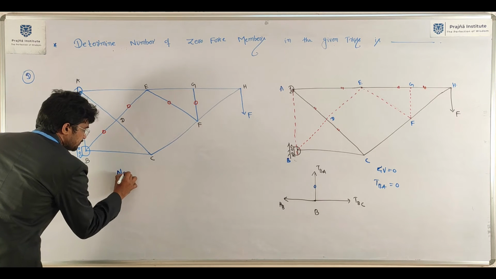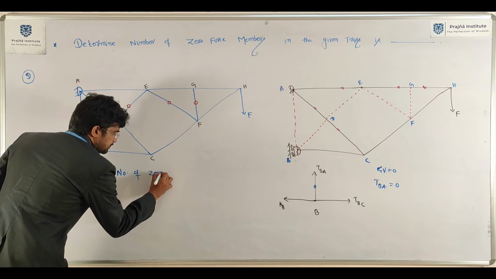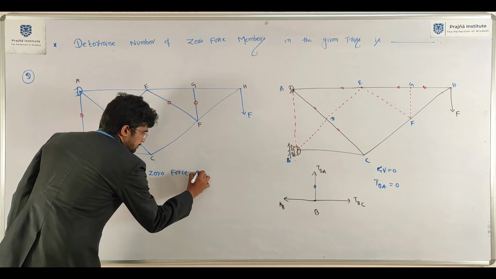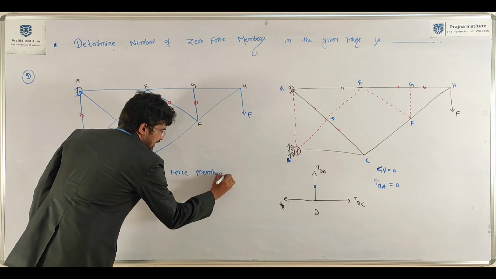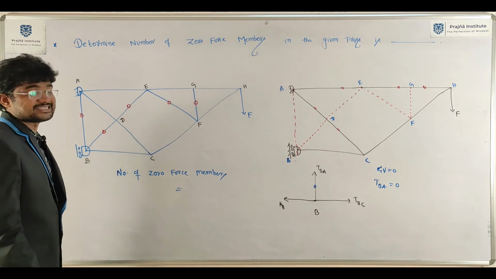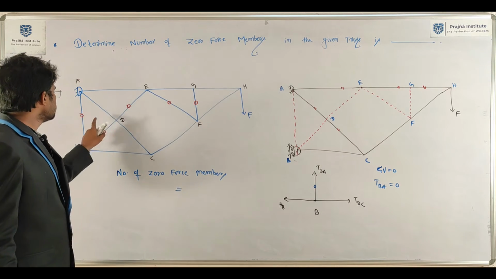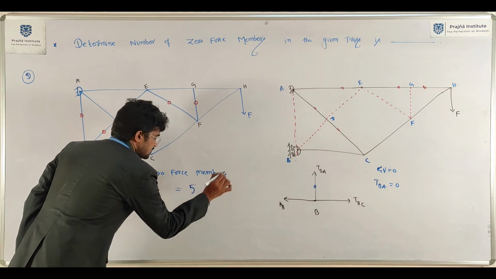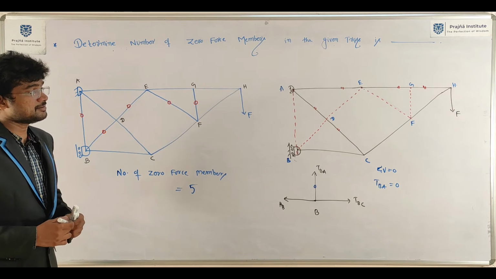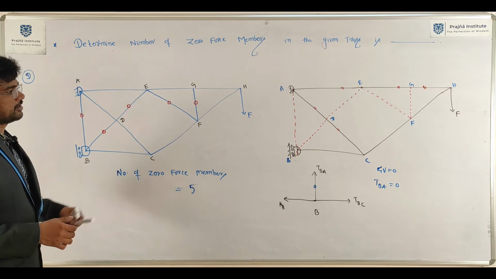Now, the number of zero force members equals 1, 2, 3, 4, 5. That's it. This is called the three members rule. Right, up to here.